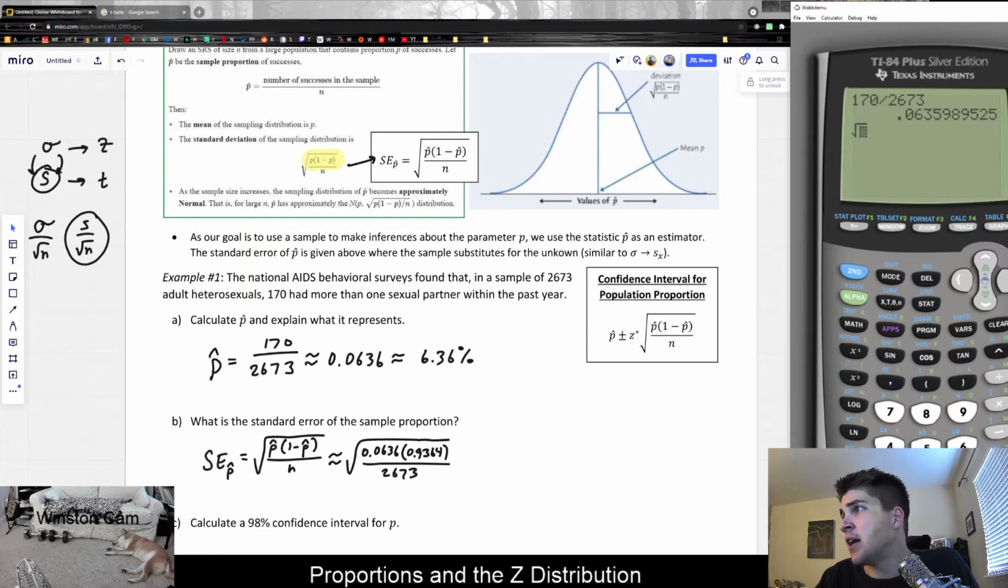So we can even do this with a calculator by using second answer, because that would be the thing I just calculated. So we have the answer times 1 minus the answer in our numerator, and that's all divided by the sample size. And this gives us a standard error of approximately 0.00472.